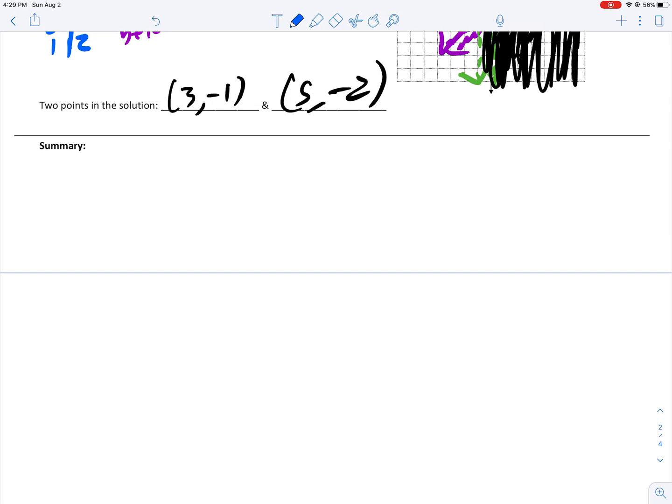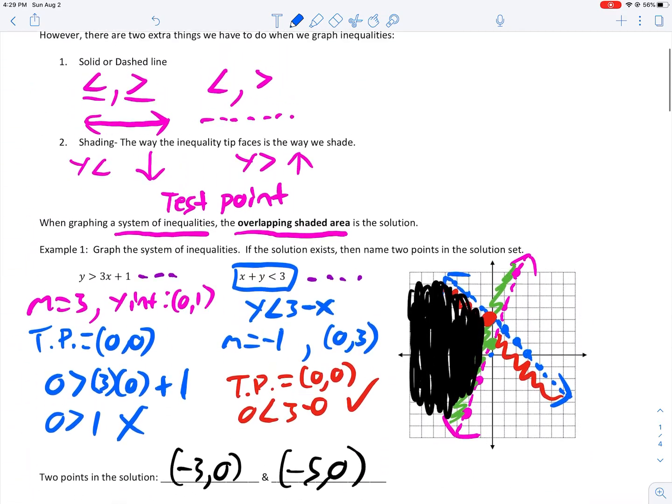Make sure when you're done filling out these notes that you answer your essential question as you're writing your summary.